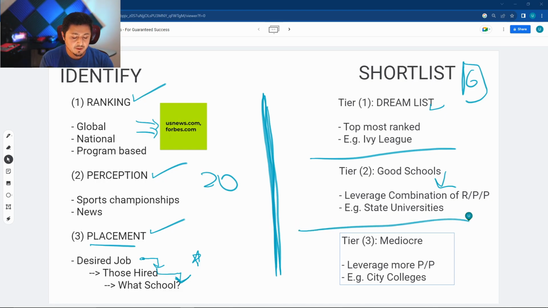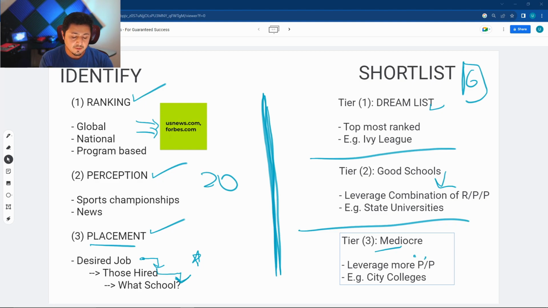The third list is the mediocre list. This list leverages more perception and placement, but not so much ranking, because there'll probably be mid-tier ranks or not as high ranked. So you might not have heard of these schools as much. A lot of city colleges will come under this category.